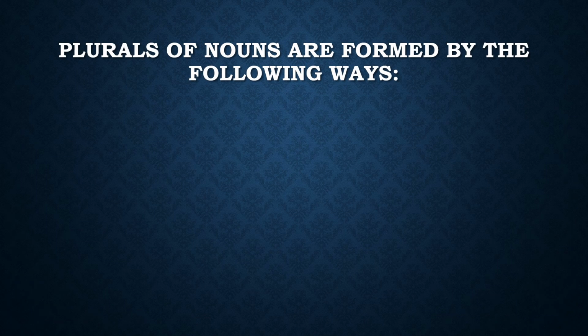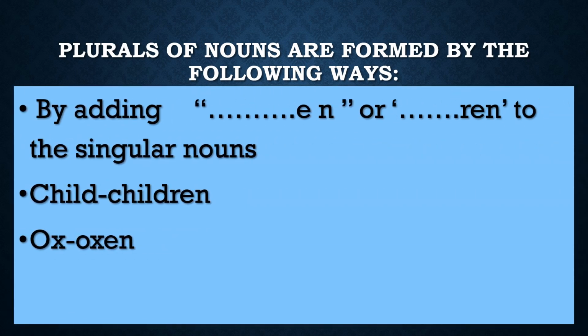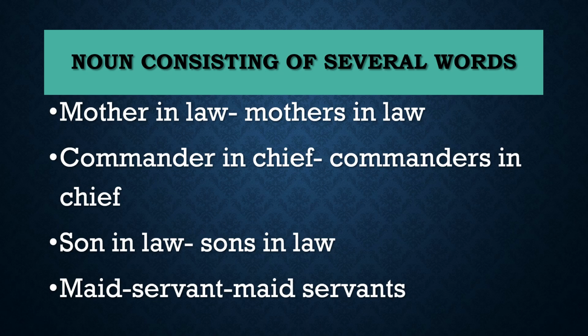Some plurals are formed by adding en or ren to the singular words. See the examples: child, children; ox, oxen. Compounds form their plural as: mother-in-law, mothers-in-law; commander-in-chief, commanders-in-chief; son-in-law, sons-in-law; maidservant, maidservants. Compound nouns means a noun that is made with two or more words. Okay.